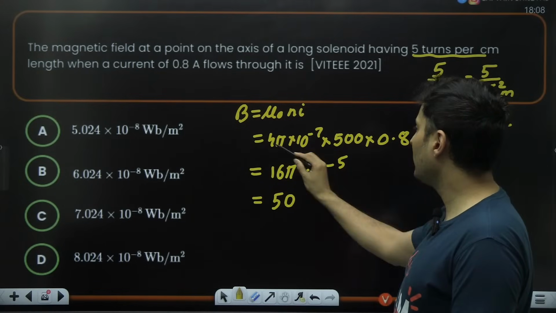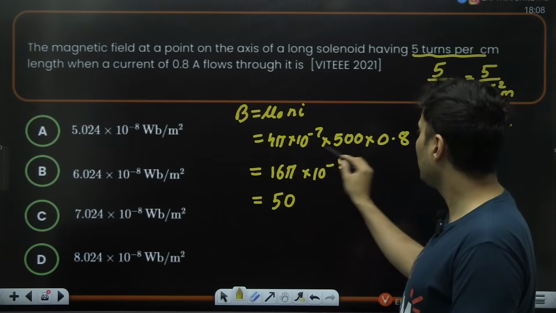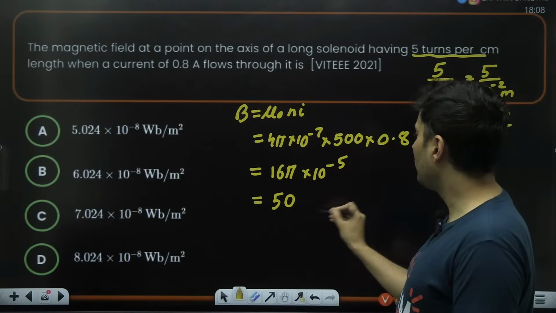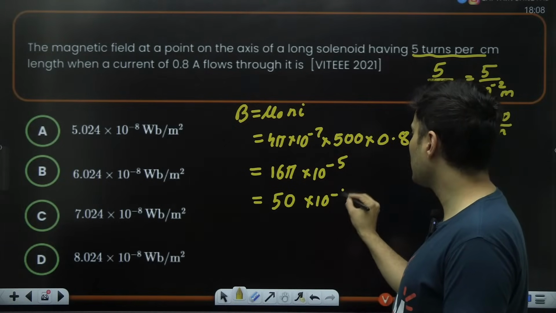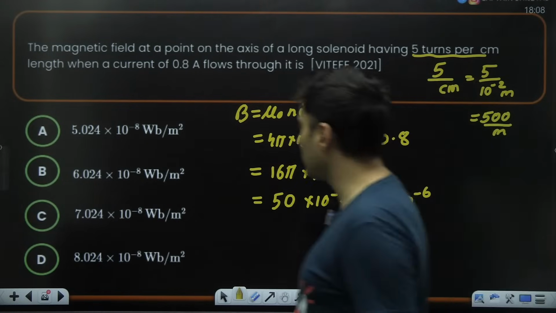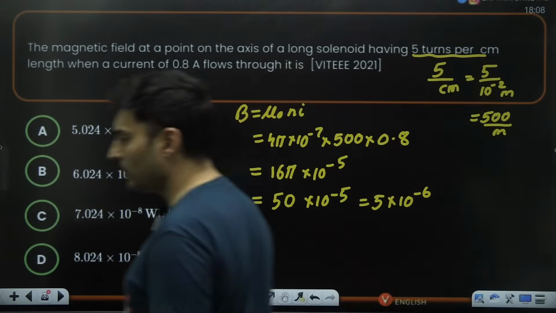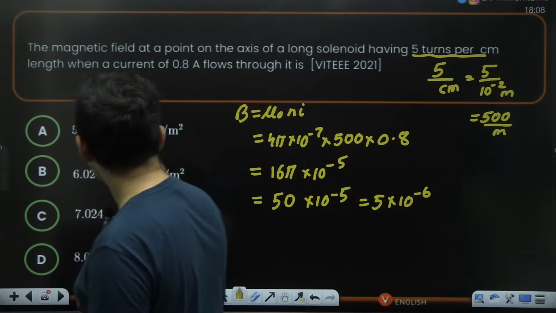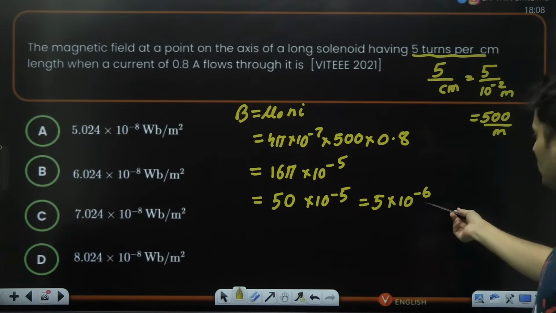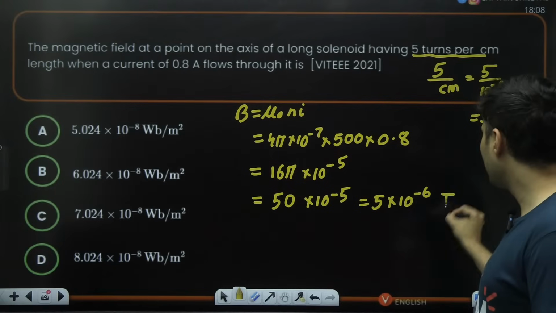0 and decimal went away. 4 4s are 16. Okay, pi is there. And these two zeros with this minus 7 will make it minus 5. So it will become 50 into 10 to the power minus 5, which is 5 into 10 to the power minus 6. Just check this out. So that is what I'm getting. 5 into 10 to the power minus 6. Maybe the powers of 10 have been printed wrong or something. So I think it could have been minus 6, but it was printed as minus 8. So otherwise, this is the answer.